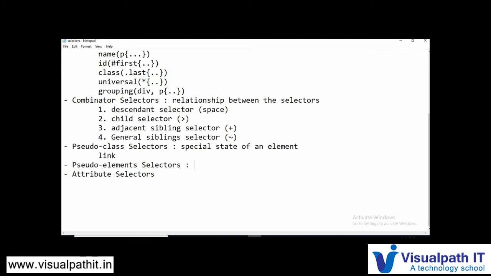Now what is a pseudo element selector? Pseudo element is used to style specified parts of an element. A specified part means dealing with a specified part of the content. It can be the first letter, the first line, or inserting content before or after an element. Basically it deals with some small part of the content. Now let's see some examples for this.